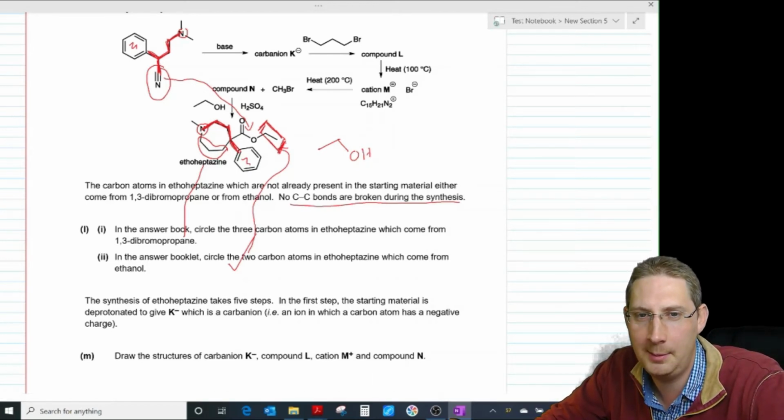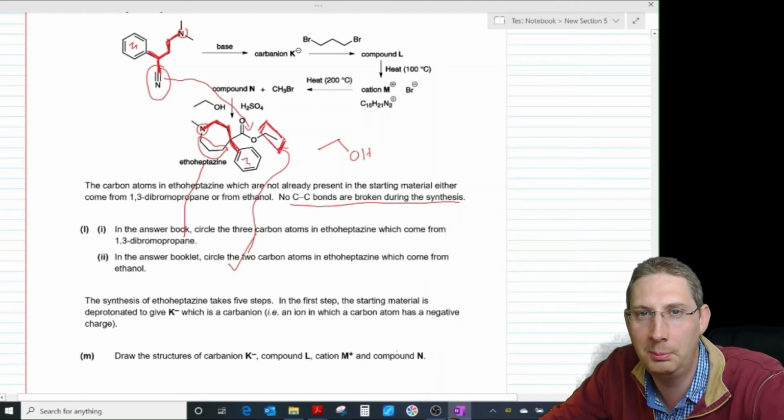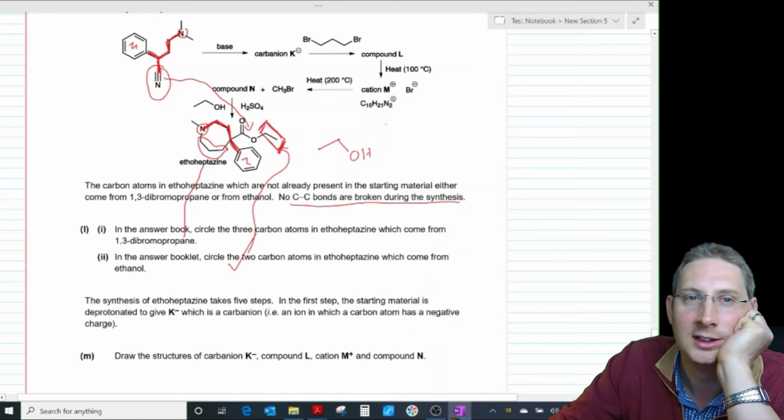In the first step, the starting material is deprotonated to give K-, which is a carbanion, i.e. an anion in which a carbon atom has a negative charge. Draw the structures of the carbanion K-, compound L, carbocation M+, and compound N. Oh, nice and easy, hey? Right.